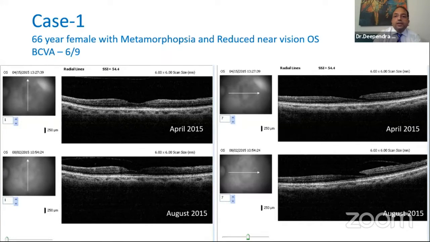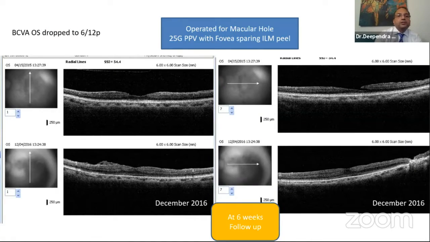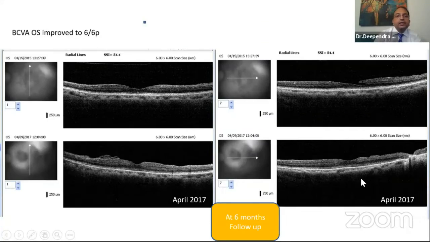Before we move on to further details, meanwhile, we also were seeing a lot of lamellar macular hole cases, and this is one such case where we were following this lady, and she was maintaining 6/9 vision till October 2016 when she had a drop in vision in the left eye, and we operated with a fovea sparing ILM peel, and you can see the ILM flap, and luckily we didn't land up into a full thickness macular hole, and you can see foveal contour nicely restored after the surgery.